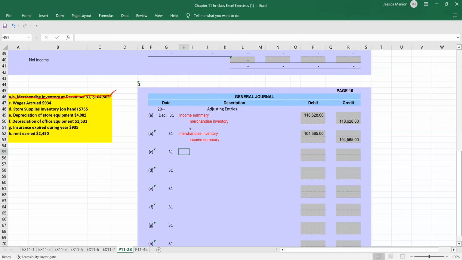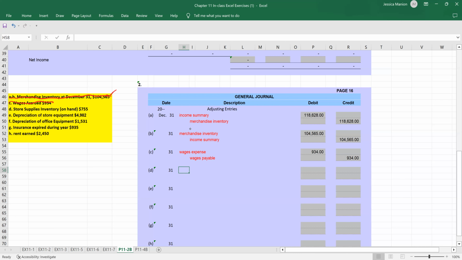The next one, wages accrued, 934. So again, this is a situation where the employees have worked, they have earned the wages, they just haven't been paid yet. So we need to accrue that salary and wage expense. So we need to debit wage expense for 934, credit wages payable 934. That is what that one would look like.